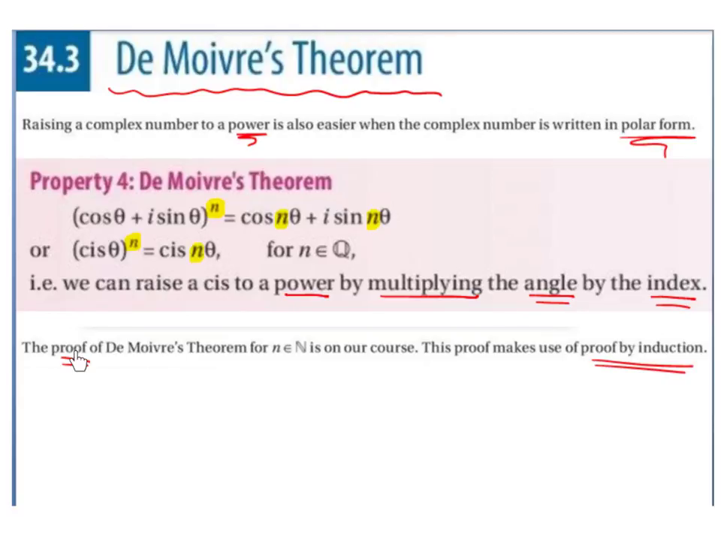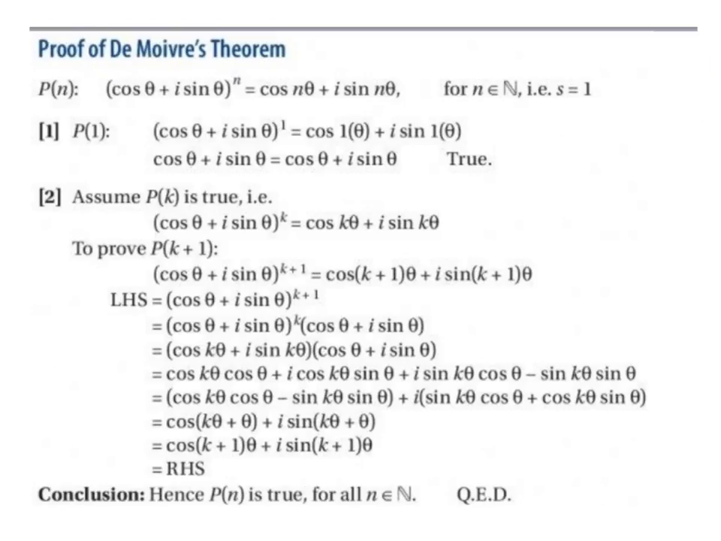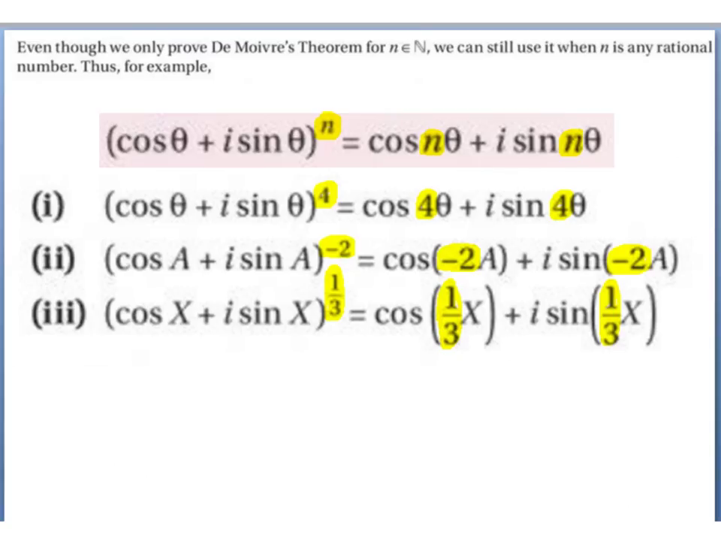The proof of De Moivre's theorem for n an element of the natural numbers is on our course. This proof makes use of proof by induction. This is the proof of De Moivre's theorem, and it will be covered in a proof by induction video. For now, we will just look at how to use De Moivre's theorem. So even though we only proved De Moivre's theorem for n an element of the natural numbers, we can still use it when n is any rational number.